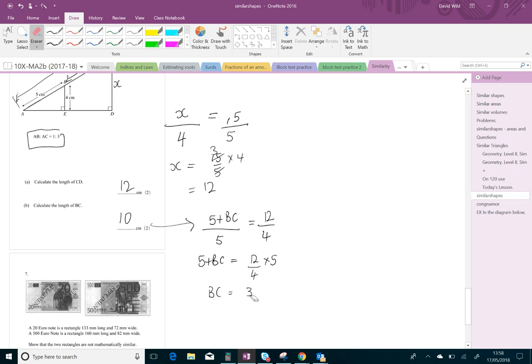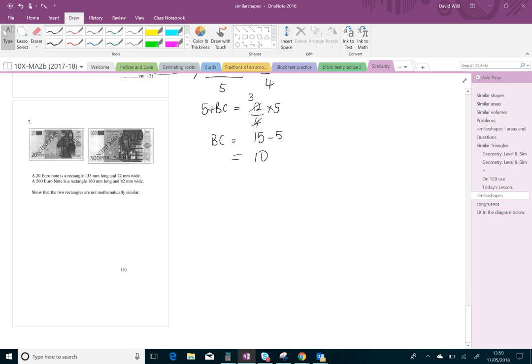Multiply both sides by 5, so you get 5 plus BC is 12 over 4 times 5. And then we're going to subtract 5 from both sides. 12 over 4 is 3, by the way. So 3 times 5 is 15. 15 minus 5 is 10. So we've got the same answer.